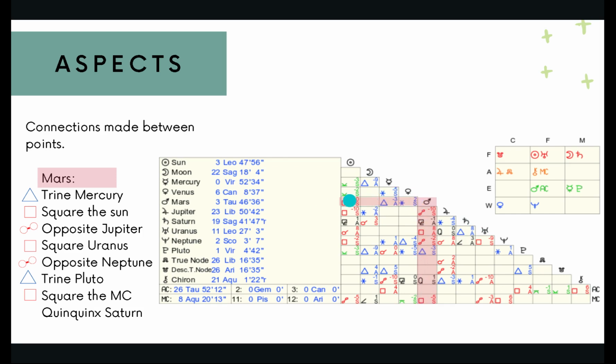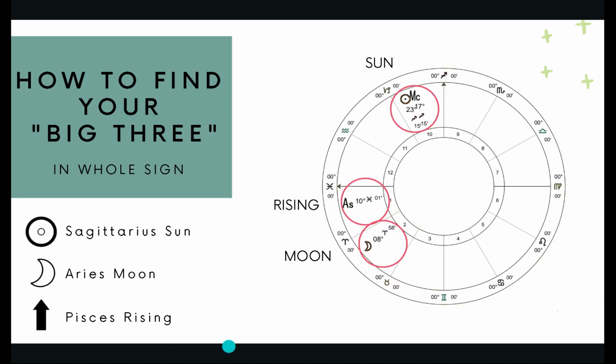If I wanted to really quickly see what aspects my moon made, I would look right here at moon, and then I would just follow it down. Oh, a nice trine, a sextile. You can just read it really quickly, a little conjunction. And then we can do the same here. We can see that the moon and the sun, oh, they don't have anything because there's nothing in this box where they meet.